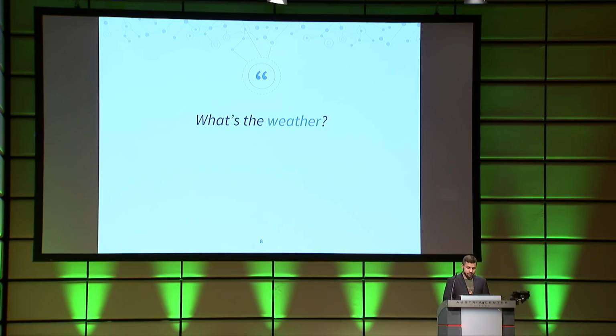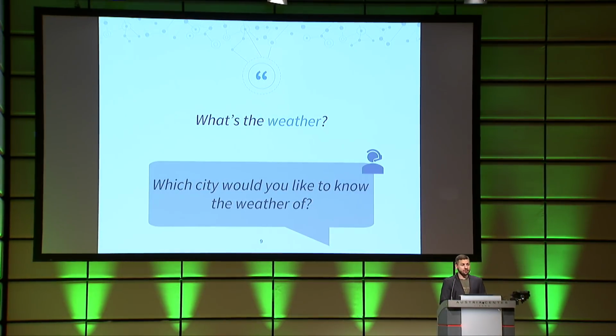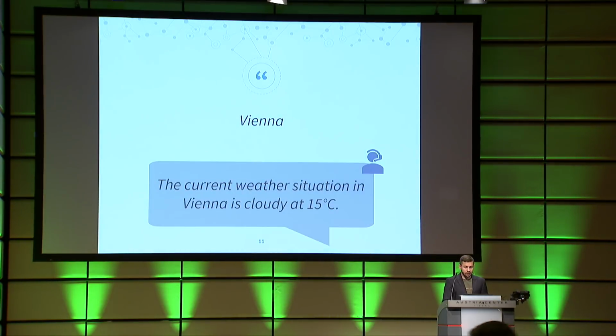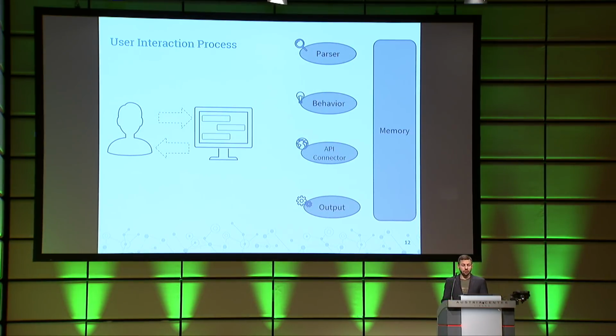So imagine user would say, what's the weather? Then the appropriate answer from the bot would be, which city? Because, I mean, it could be anywhere, so we need at least this one specific piece of data in order to give the weather of that specific city. Let's say user would say Vienna, and then the chatbot would answer something like this. I made it up, but I guess it's probably cloudy and the temperature seems to be correct as well. So how would the interaction flow look like?